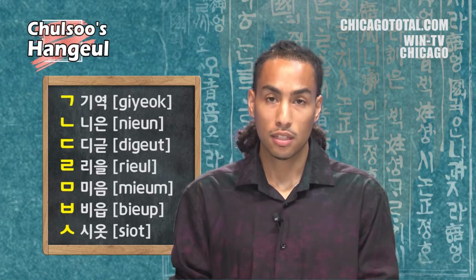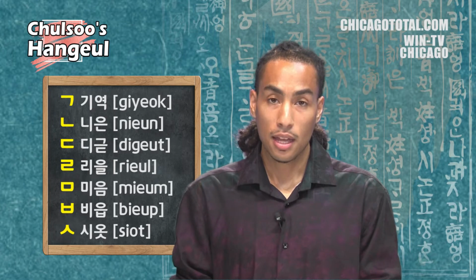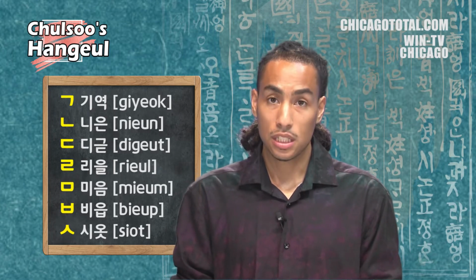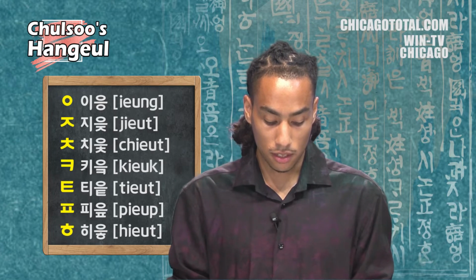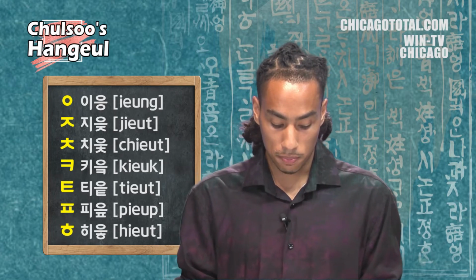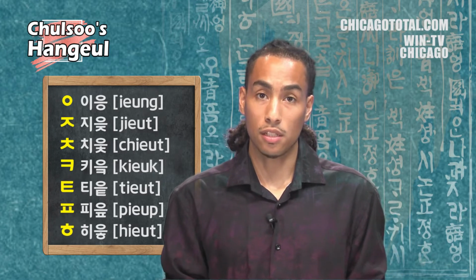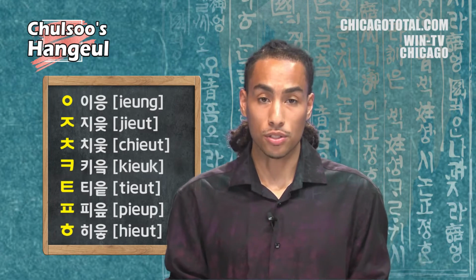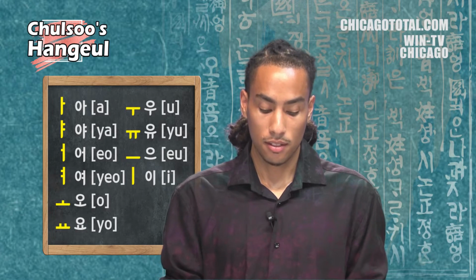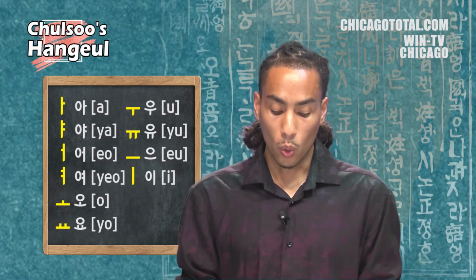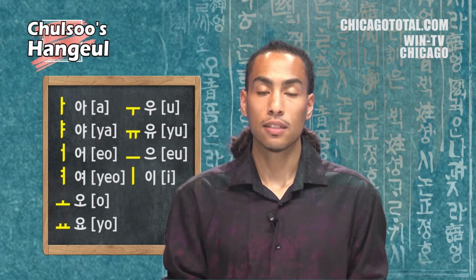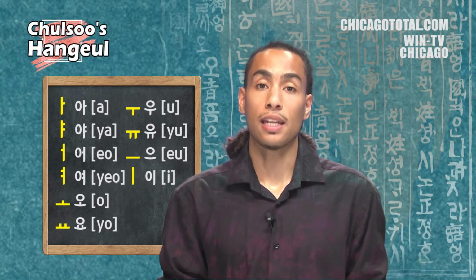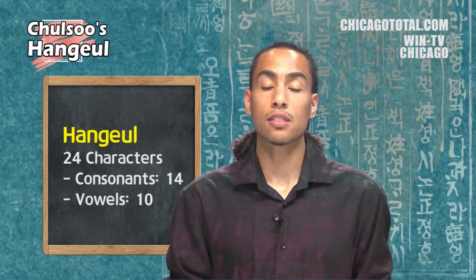Starting with the consonants, we're going to start with 기역, 니은, 디귿, 리을, 미음, 비읍, 시옷, 이응, 치읒, 키읔, 티읕, 피읖, 히읗. Those are the consonants, the 14 that I had mentioned earlier, and now for the vowels. 아, 야, 어, 여, 오, 요, 우, 유, 으, and 이. So those are the 10 vowels that I was mentioning. So again, 14 consonants, 10 vowels.